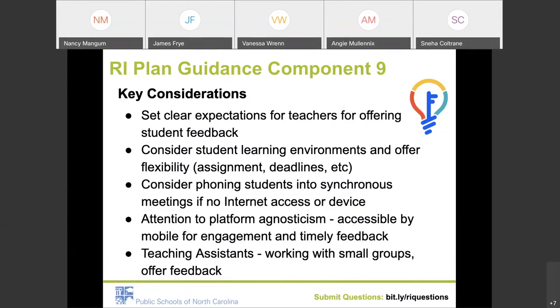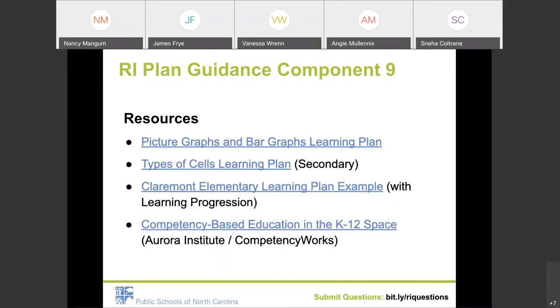Using teaching assistants or support staff to offer feedback and work with small groups can be a great way. There are a few resources on the next slide, and those documents that Jamie shared.